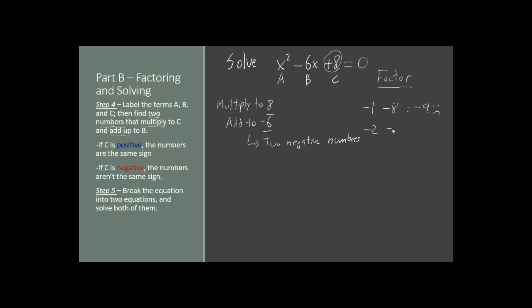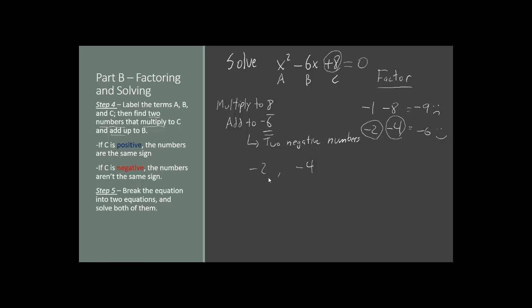Well, what about negative 2 and negative 4? Negative 2 times negative 4 also multiplies to 8. And negative 2 minus 4 gives us negative 6. That's a match with the number it needs to add to. So these are the correct numbers: negative 2 and negative 4. We'll write them again down here.